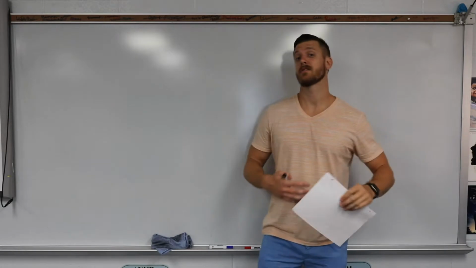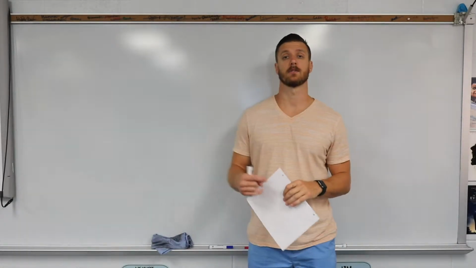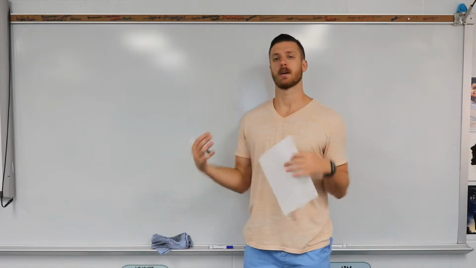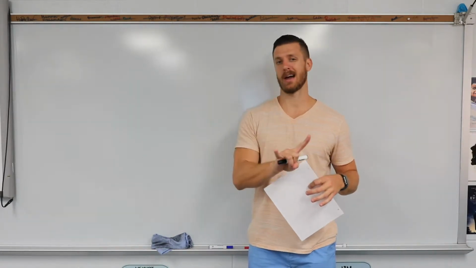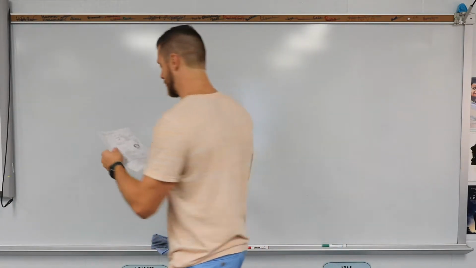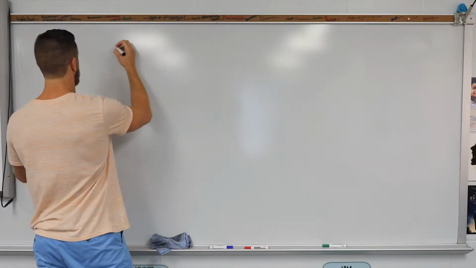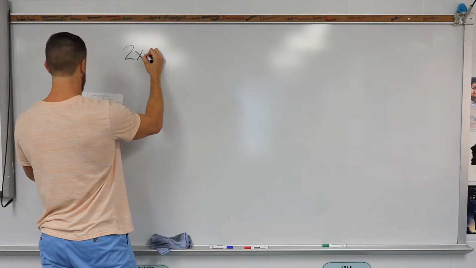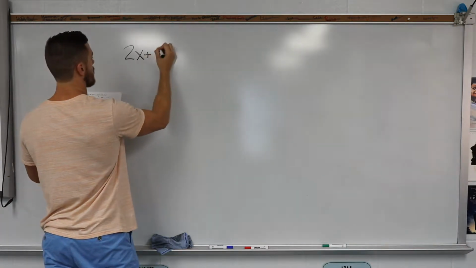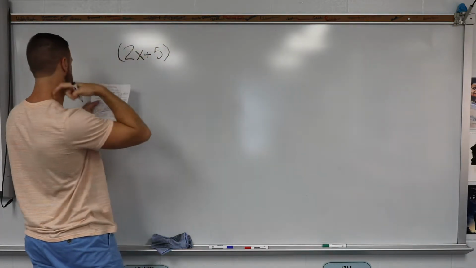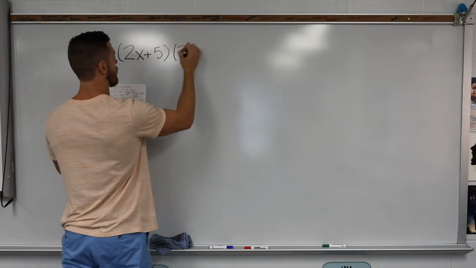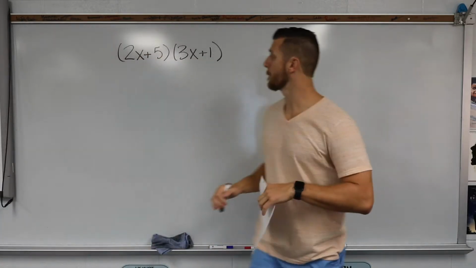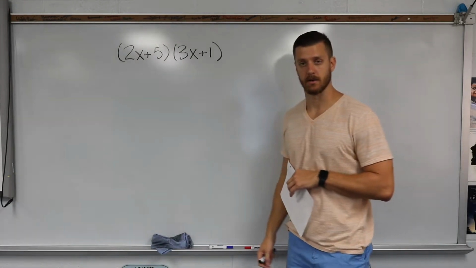Alright guys, let's take this distributive property to the next level. A polynomial times a polynomial. We'll make it easy, and we'll just do a binomial times a binomial. Let's say we have 2x plus 5 times 3x plus 1. Multiply these together.